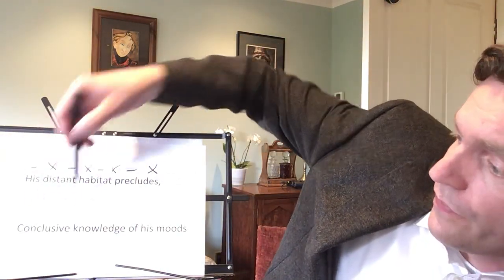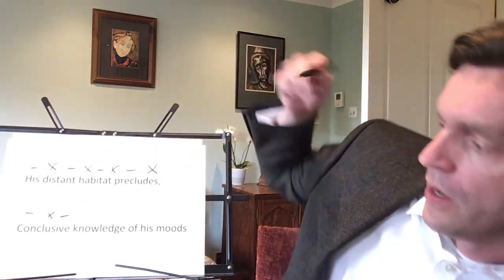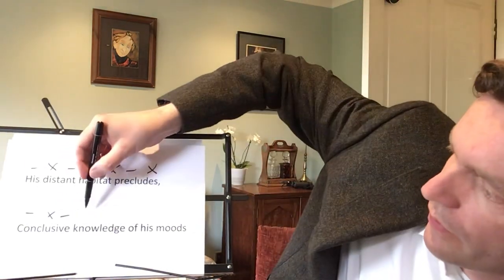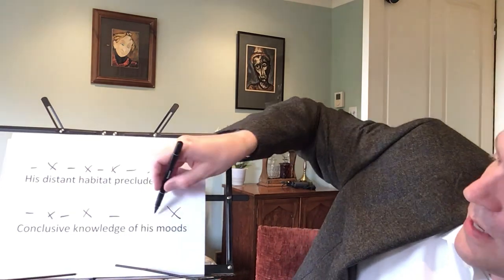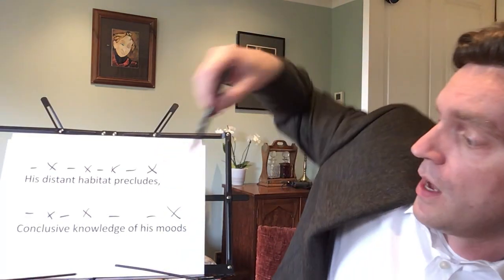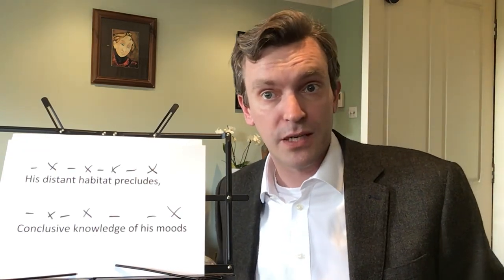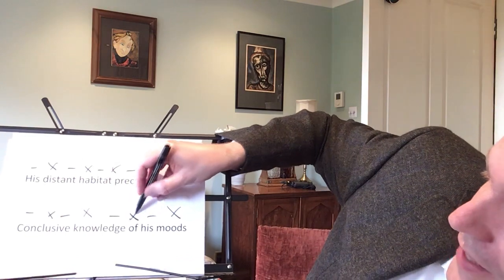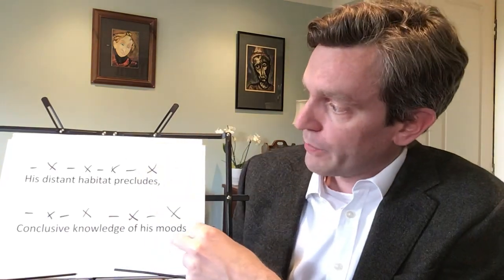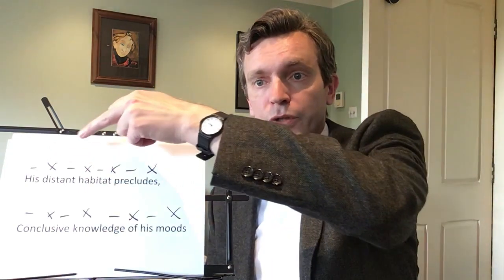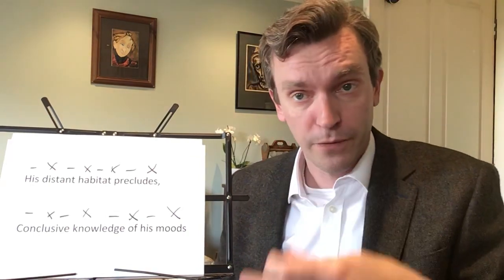Again, we're going to go conclusive. How does that go? Conclusive or conclusive? Yeah, stress on the middle syllable there. Knowledge or knowledge? Stress on the first. Of his moods. Now, moods is definitely going to be stressed. His won't be because it's just a possessive next to a stressed syllable. Of wouldn't normally be stressed, but on that rule that if it's a lonely syllable in the middle between other unstressed syllables, then you'll probably put some stress on it. So that gets to be of conclusive knowledge of his moods. Again, we have both lines with identical stress patterns, four stresses each time, and alternating soft, stressed, soft, stressed, soft, stressed. His distant habitat precludes conclusive knowledge of his moods.